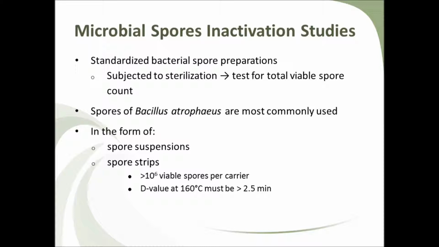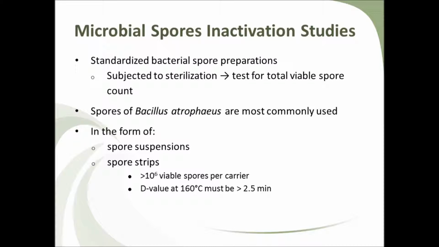To assess the effectiveness of the sterilization procedure, standardized bacterial spore preparations are subject to dry heat sterilization and then aseptically transferred to an appropriate nutrient medium to test for the total viable spore count. The spores of Bacillus atrophaeus are most commonly used. The spore preparations can come in the form of spore suspensions or spore strips.